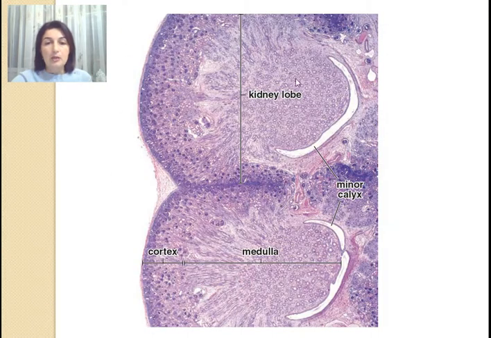In this picture we can distinguish two kidney lobes, one lobe and the other one, and we know that each lobe is represented by one pyramid, that is the apex of the pyramid, the minor calyx, and the associated part of the cortex.